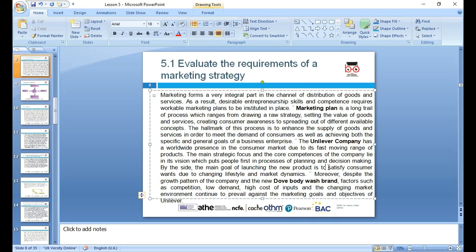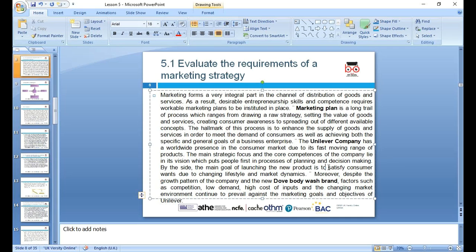So a marketing plan is a long trail of processes which range from drawing up a raw strategy, setting a value of goods and services, creating consumer awareness, and spreading out different available concepts. The hallmark of this process is to enhance the supply of the goods and services in order to meet the demand, as well as achieving both specific and general goals of the business enterprise.